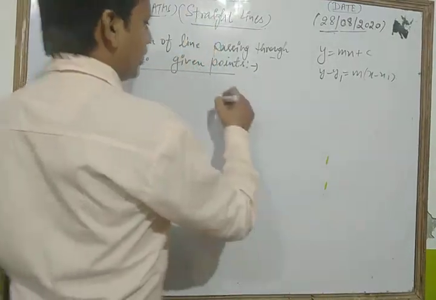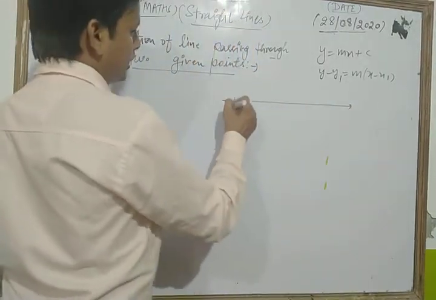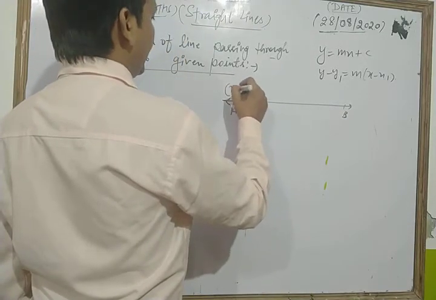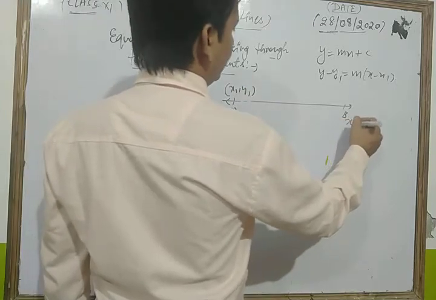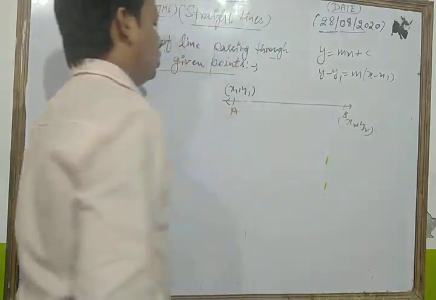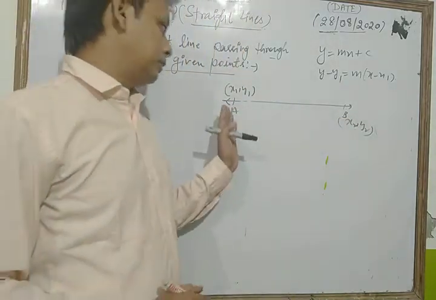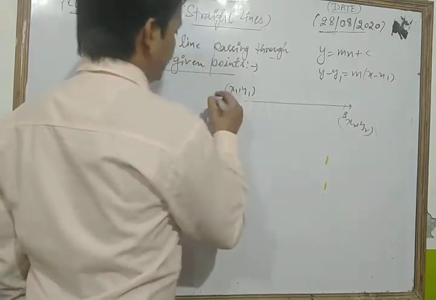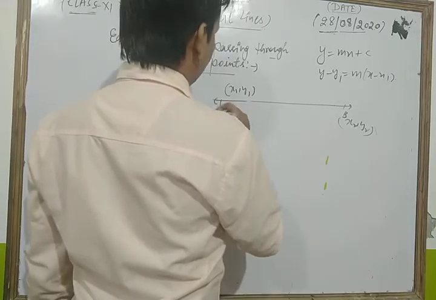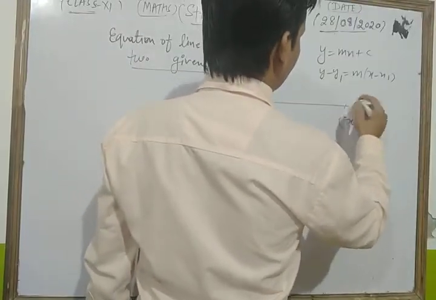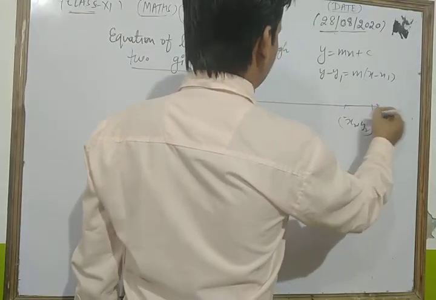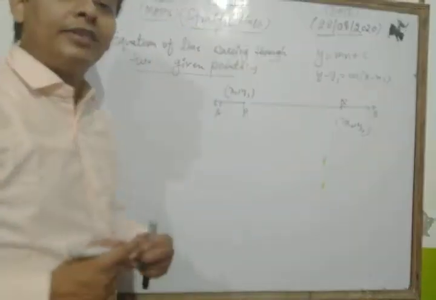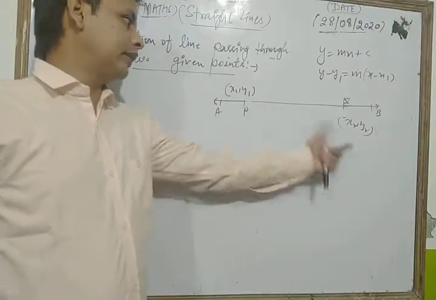Suppose, dear students, that a line AB is passing through two given points P and Q respectively, having the coordinates x1, y1 and x2, y2.